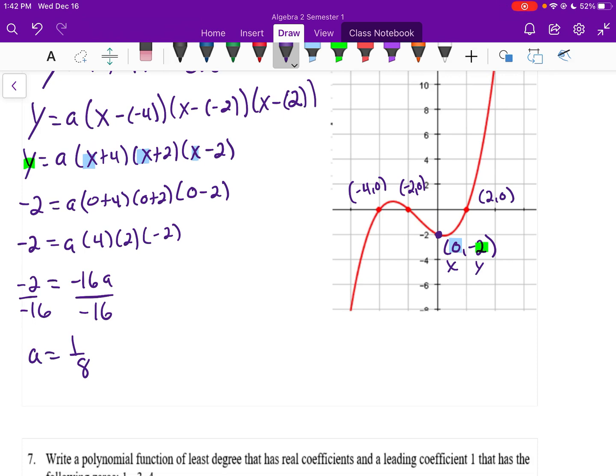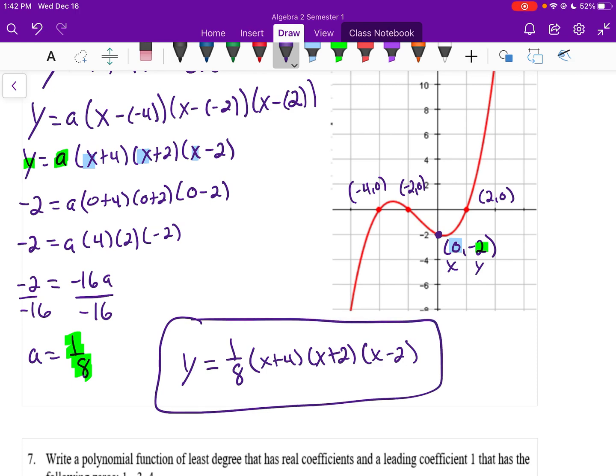Always simplify if it's possible. Now, we're not done yet, because now I have to take that a value and plug it in for a. So my final answer for this one, y is equal to 1/8 times (x plus 4)(x plus 2)(x minus 2). So in any case where you need to find a, you can leave it in factored form. Okay.